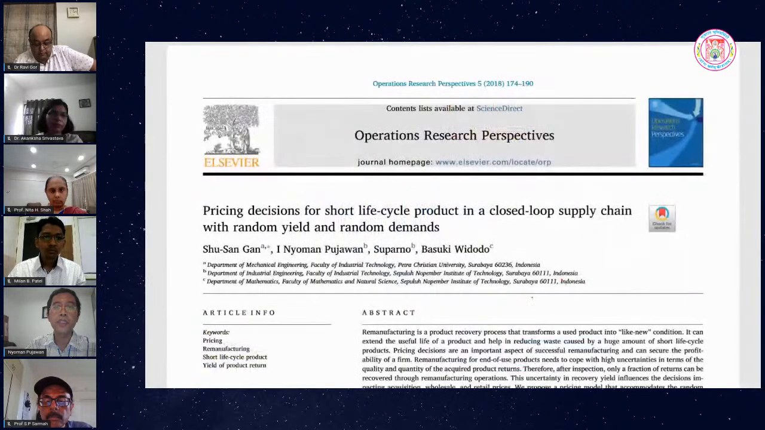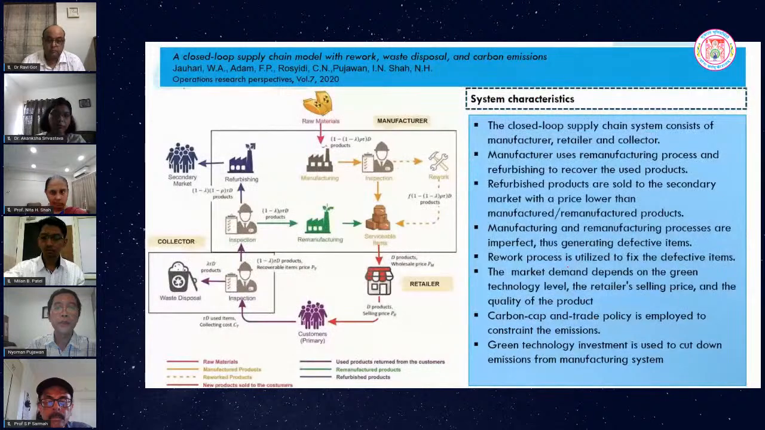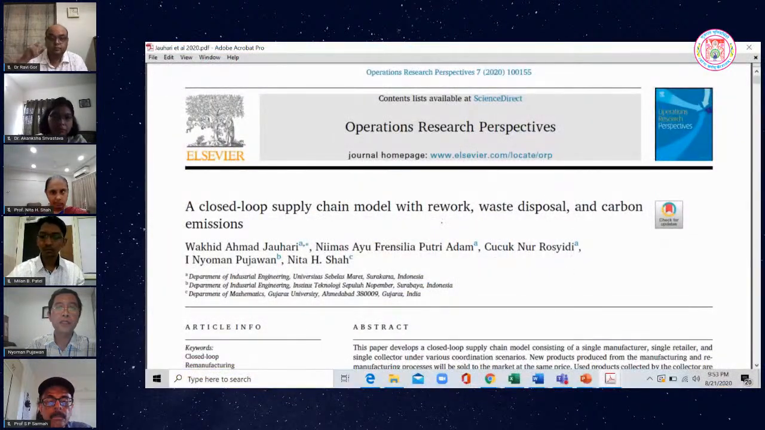One of the works, also published in Operation Research Perspective, dealt with closed loop supply chain when the yield is random and the demand is also random. And the last work is one paper with Professor Shah dealing with rework, disposal, and green investment issues. That was also published in Operation Research Perspective very recently.